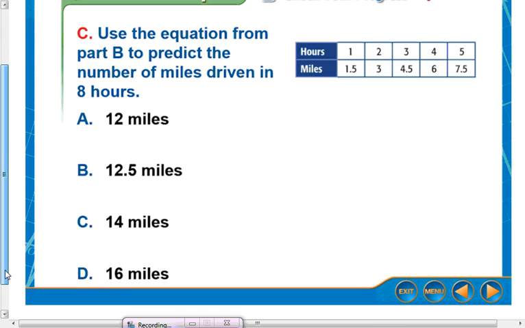Here we have another. Go ahead and pause it and complete.